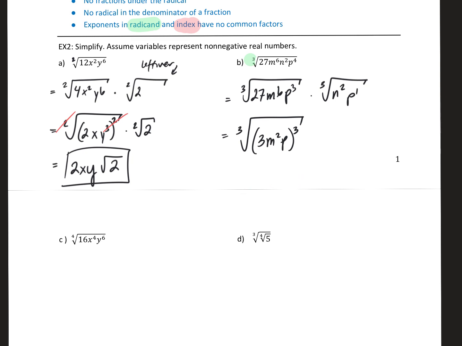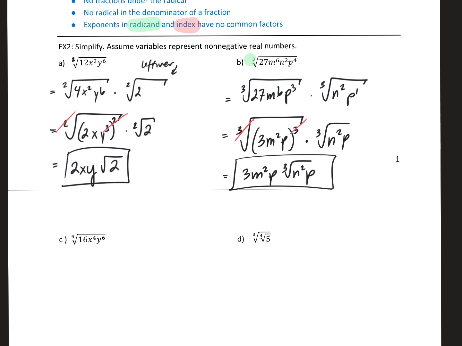All right, so we know we can go ahead and cancel those out. Oops, I forgot to bring down my imperfect one. And then I get 3m squared p times the cube root of n squared p. And we are done. Again, we can double check. Oops, this should extend long enough. I put the little tail there just so you can tell what's entirely in that radical.